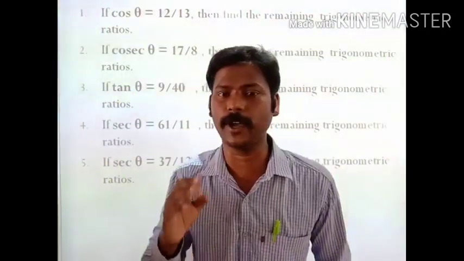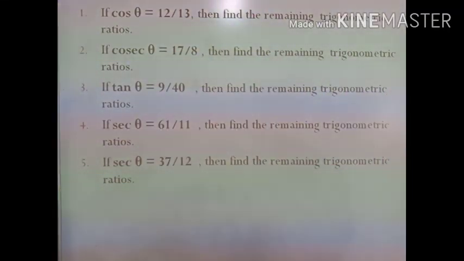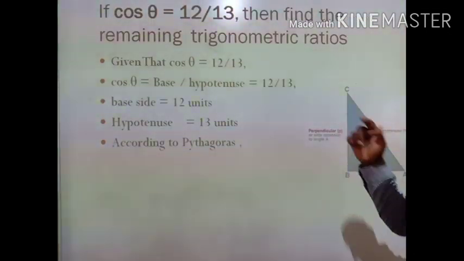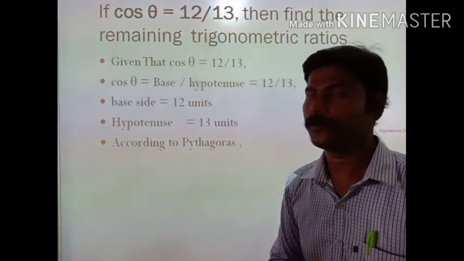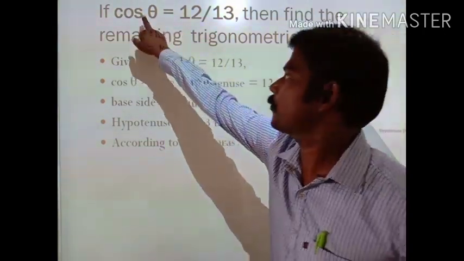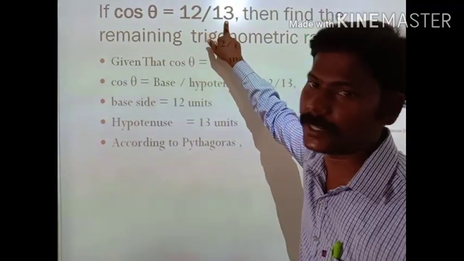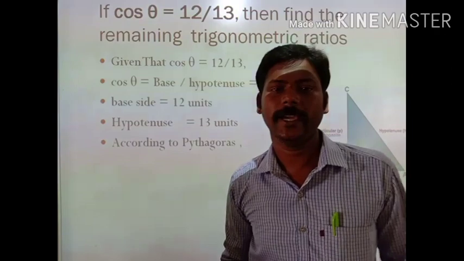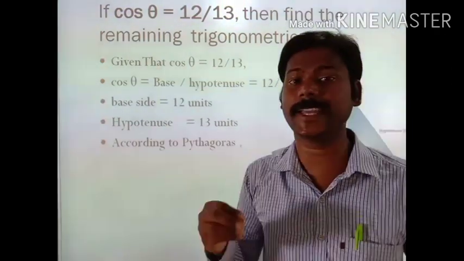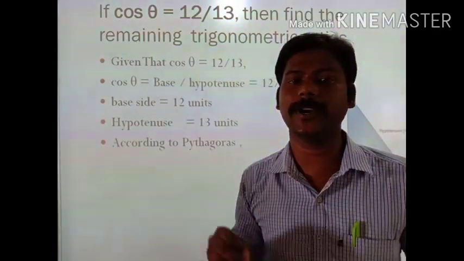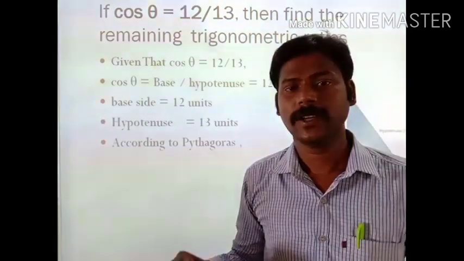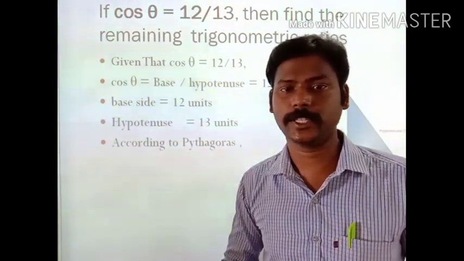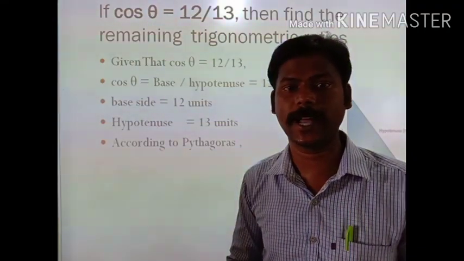Let us see the first problem. Observe the board, children. What is the first problem given here? If cos theta is equal to 12 by 13, then find the remaining trigonometric ratios. Yesterday, in the previous class, I already told you how to solve it if one trigonometric ratio is given, to find the other trigonometric ratios.